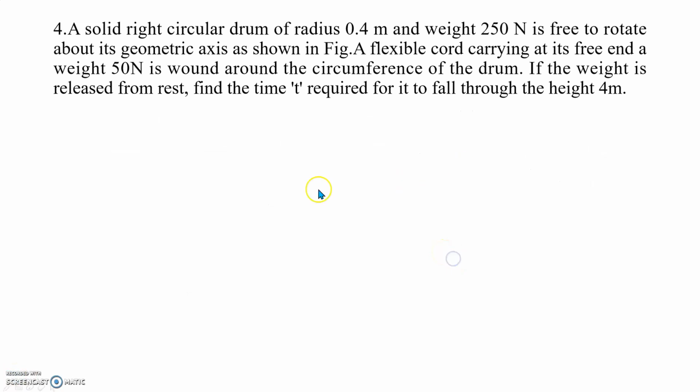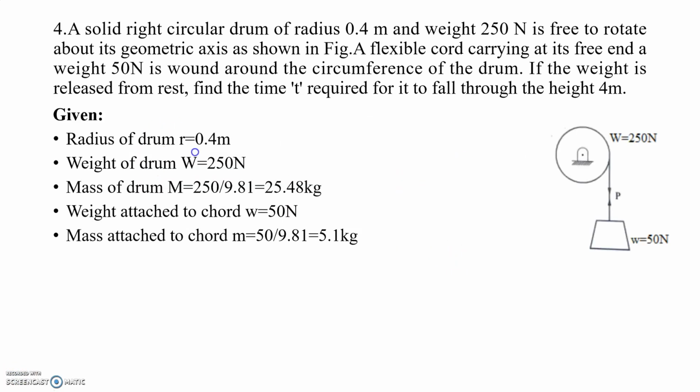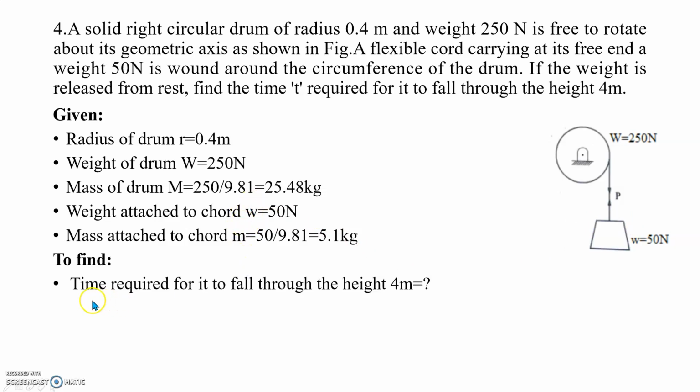Next problem. These are the given data. Radius of drum r equal to 0.4 meter, weight of drum 250 Newton. We are converting into mass of drum as 250 by 9.81, that is 25.48 kilogram. Here the mass and the weight of the drum are denoted by capital letters, whereas the weight and mass of the weight attached to the cord are denoted by small letter w. You have to determine the time required for the weight to fall through the height 4 meter.